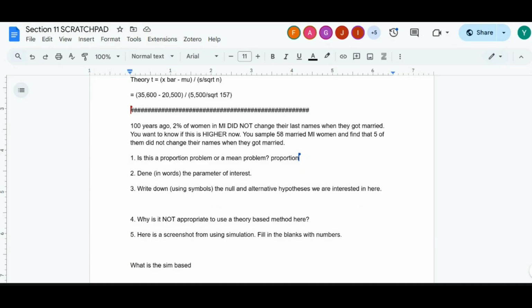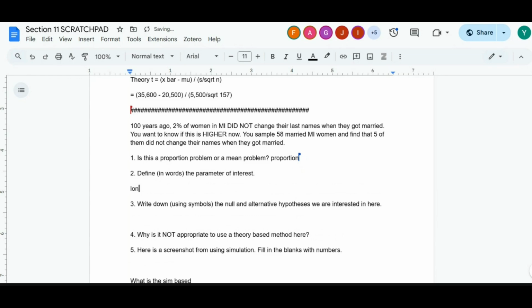Define the parameter of interest. Every time you see parameter when it's a proportion, these words should fall out of your mouth. The long run, what? What's the parameter here? Is it a mean or a proportion? What are we interested in? Proportion. Is the long run proportion? Yeah. What about okay? A proportion has to be measuring something. The long run proportion of women who okay, this is acceptable.